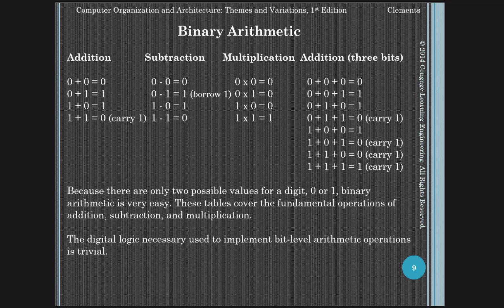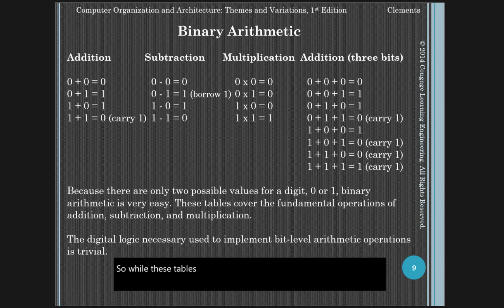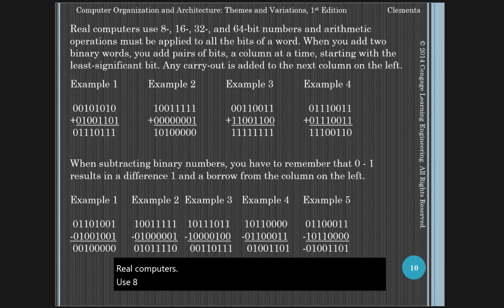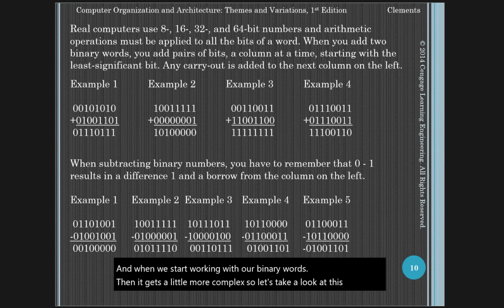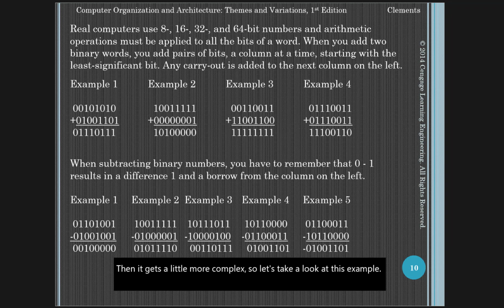While these tables define what happens when you add, subtract, or multiply two single-bit binary values, real computers use 8, 16, 32, or 64-bit numbers. And when we start working with our binary words, it gets a little more complex. So let's take a look at this example. We can see that adding or subtracting 2 bits may carry or borrow just like in decimal arithmetic.